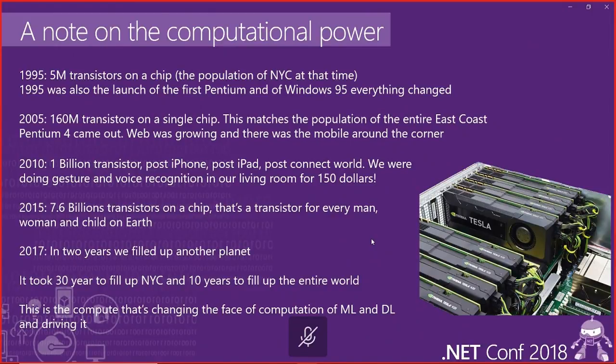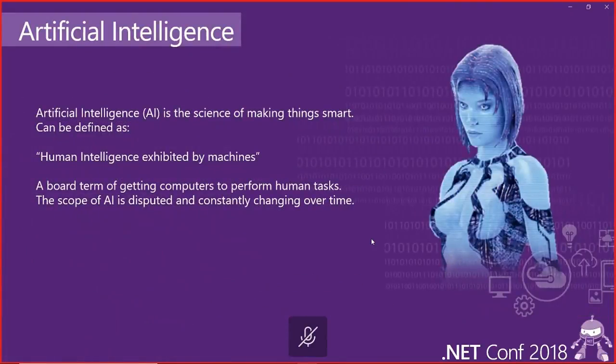In 2015, we got 7.5 billion transistors on a chip, and that's a transistor for every single man, woman, and child on Earth. How big is this growth! Two years later, in 2017, we filled up another planet. It took 30 years to fill up New York City, and just 10 years to fill up the entire world. That's the compute power that is changing how we will see the world in the next couple of years. And that's why now is the right moment to jump into the artificial intelligence field and start developing for it.